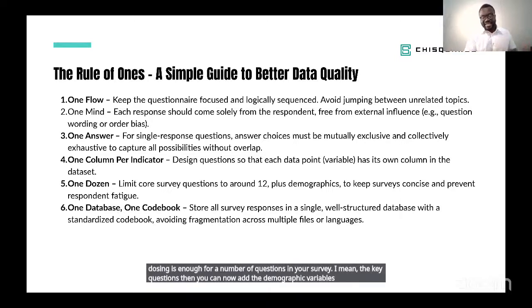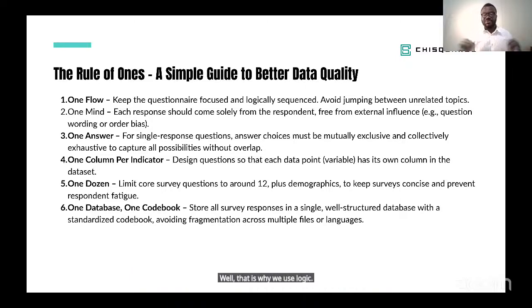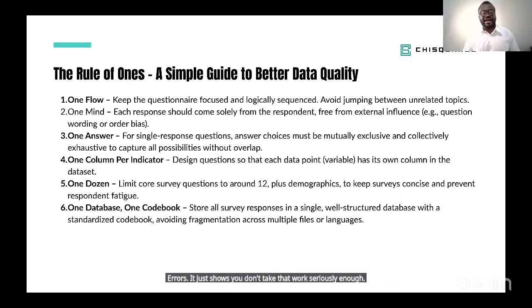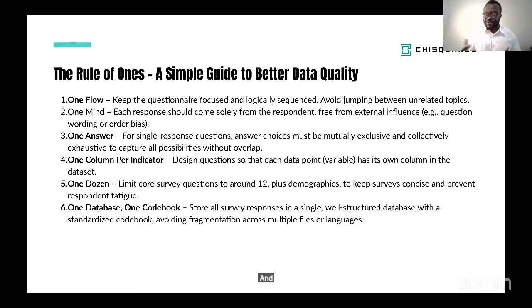Then one database. Even if you're doing a survey in multiple languages, even if the survey is in different populations, well, that is why we use logic. The whole point of using survey logic is to allow technology to solve the problems that are technological problems, not that we'll collect fragmented data and then want to start putting them together manually and create all manner of errors. It just shows you don't take that work seriously enough. And then you should have a code book, one code book for all sites.